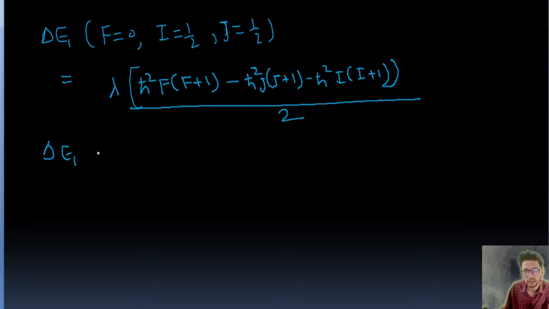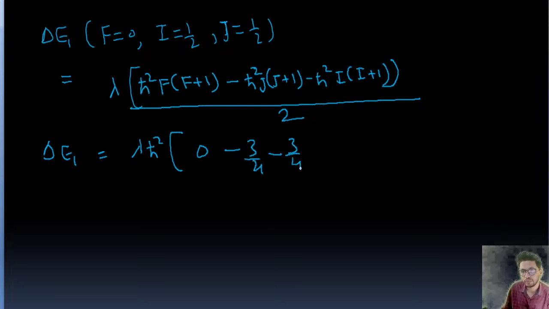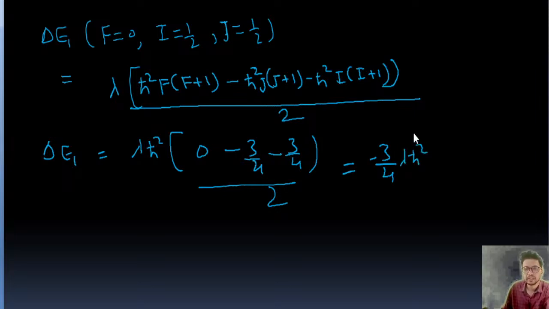So for delta E1 we'll put the values. Okay, so f is 0, lambda h cut square we'll take common, so f is 0, minus h common j into j plus 1, 1 by 2 into 1 by 2 plus 1, 3 by 4, minus 3 by 4, upon 2, right? So this value is going to be minus 3 by 4 lambda h cut square. Okay, minus 3 by 4 lambda h cut square. Okay, so this is delta E1.